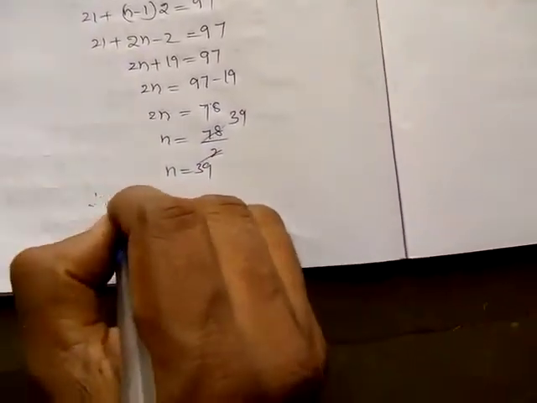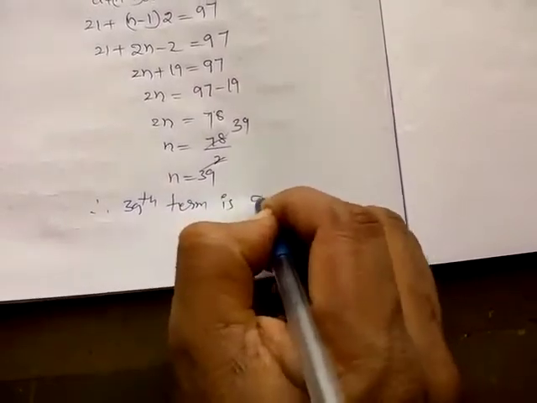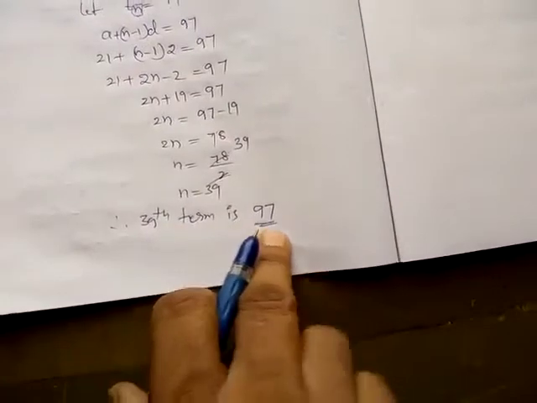So therefore the 39th term is 97. So in this series, the 39th term is 97.